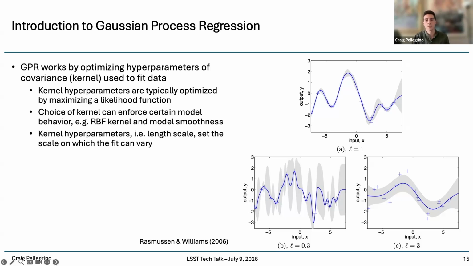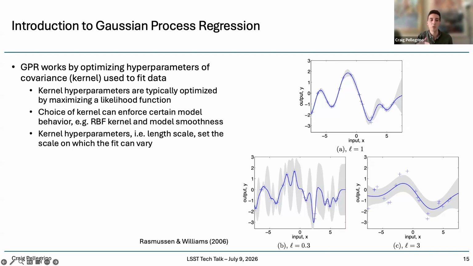And the hyperparameters themselves are typically things like length scale, and they set the scale on which the fit can vary. So that's what's being shown here. These three plots show fits to the same data set, but using different choices of kernel length scales, L, and those values of L are shown below each plot here. So you can see that in the bottom left, for example, L is small, and the fit is allowed to vary on much smaller length scales.